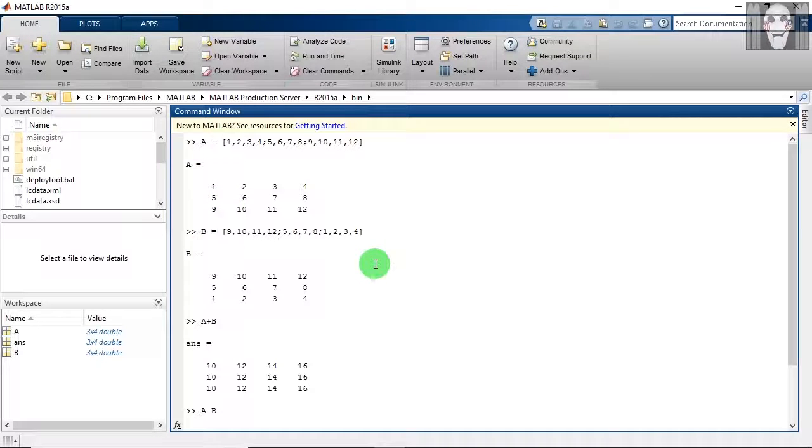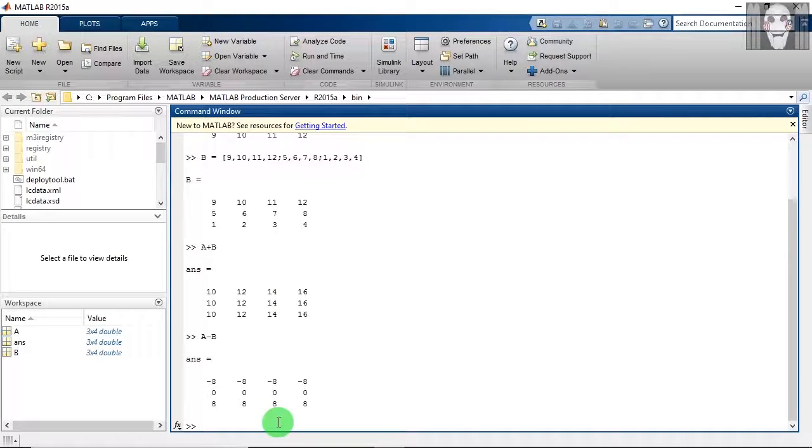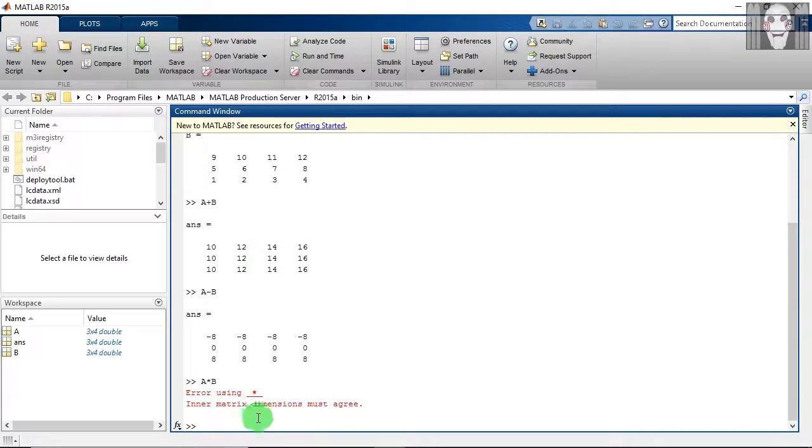Since these two matrices are not multiplicatively compatible, which means that the column number of A is not the same as the row number of B or vice versa, you cannot multiply them, and if you try to multiply them, you will get an error. See, it's showing an error that inner matrix dimensions must agree.